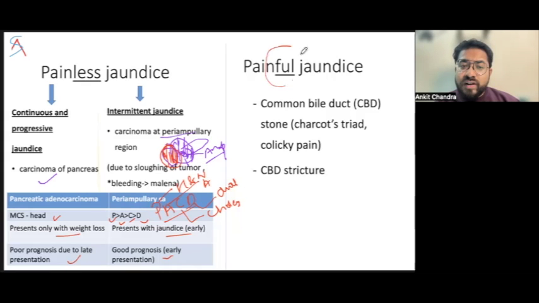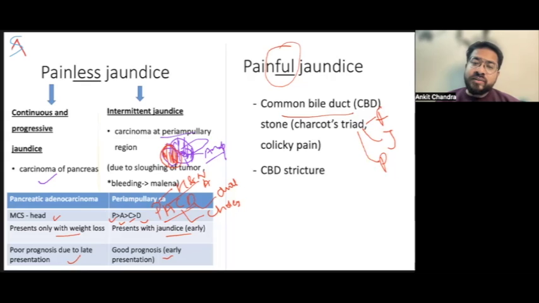Whenever you see pain with jaundice, always suspect a stone in the common bile duct. It typically has Charcot's triad. Charcot's triad encompasses fever, intermittent fever with rigor, because it's due to the obstruction and the infection. There is jaundice, obstructive jaundice. There is pain, due to the blockage of the common bile duct and due to the spasm. It's more of a colicky pain or biliary pain. And the second reason would be common bile duct stricture formation.